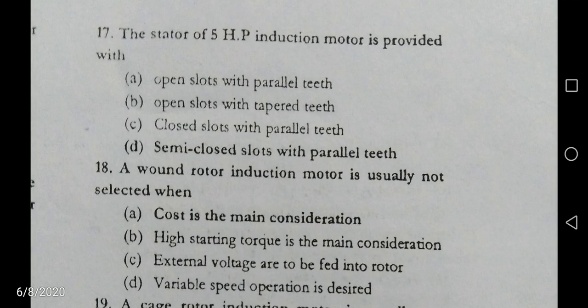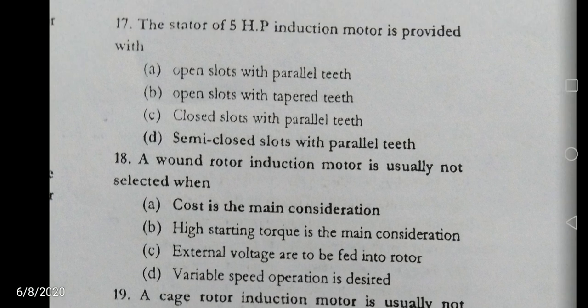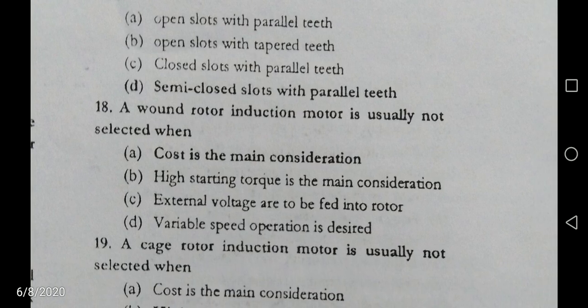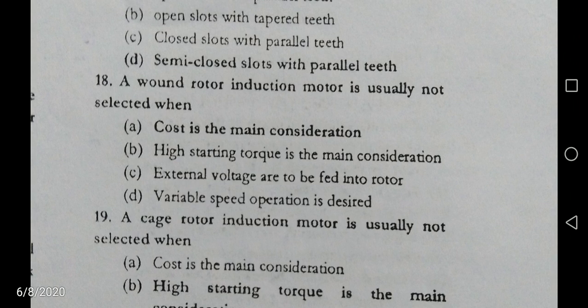Cost is high. In a wound rotor induction motor, the remaining options B, C, D are positive about the wound rotor, but the one not selected is the negative one, which is cost. When cost is the main consideration, we need not go for a wound rotor, that is, the slip ring rotor. We go for a squirrel cage rotor. The cost of the squirrel cage rotor is less as compared to the wound rotor.